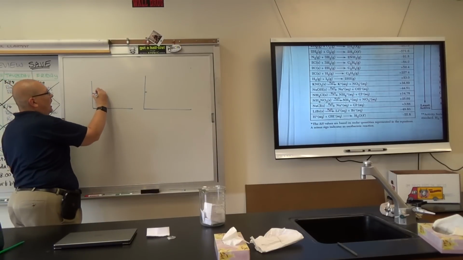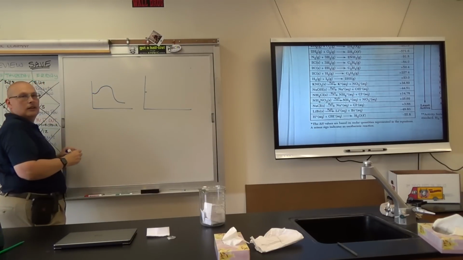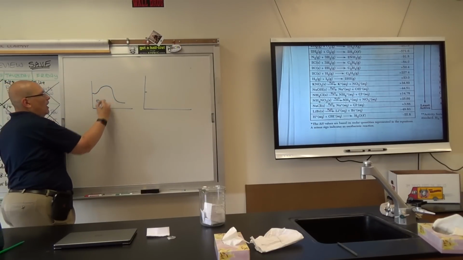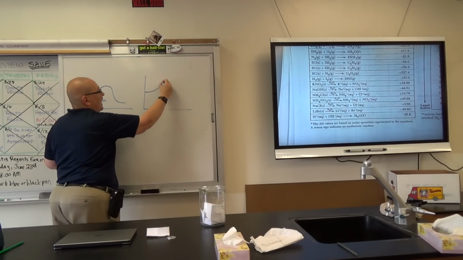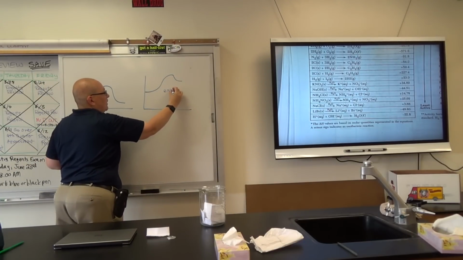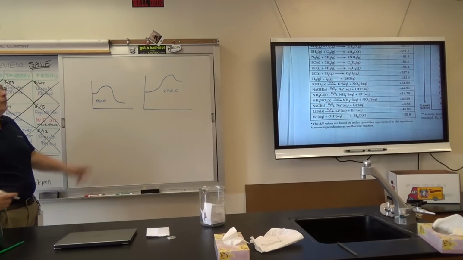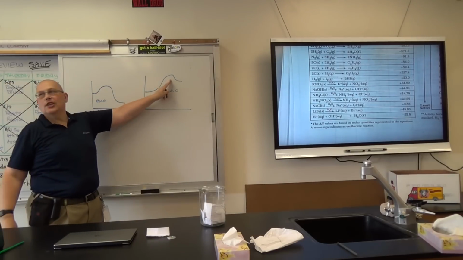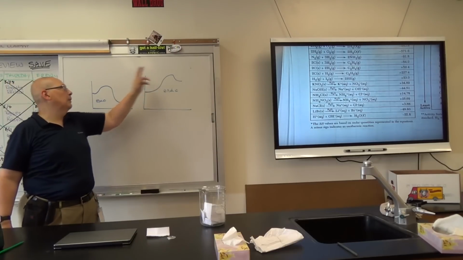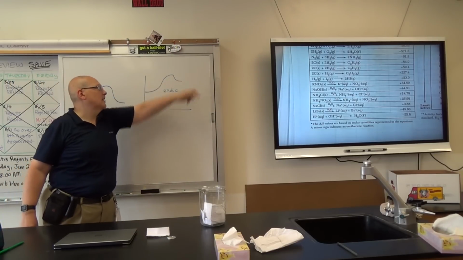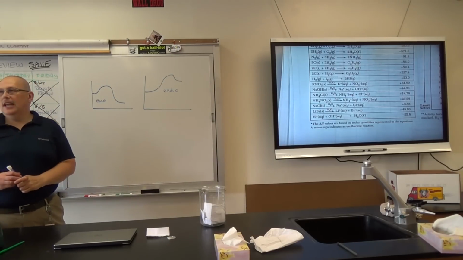So if it starts high and ends low, that's exo. If it starts low and ends high, it's endo. And please don't just put a slash like that. Remember your activation energy, the highest point on the graph, the heat of the activated complex. And that's the difference between exo and endo PE diagrams.